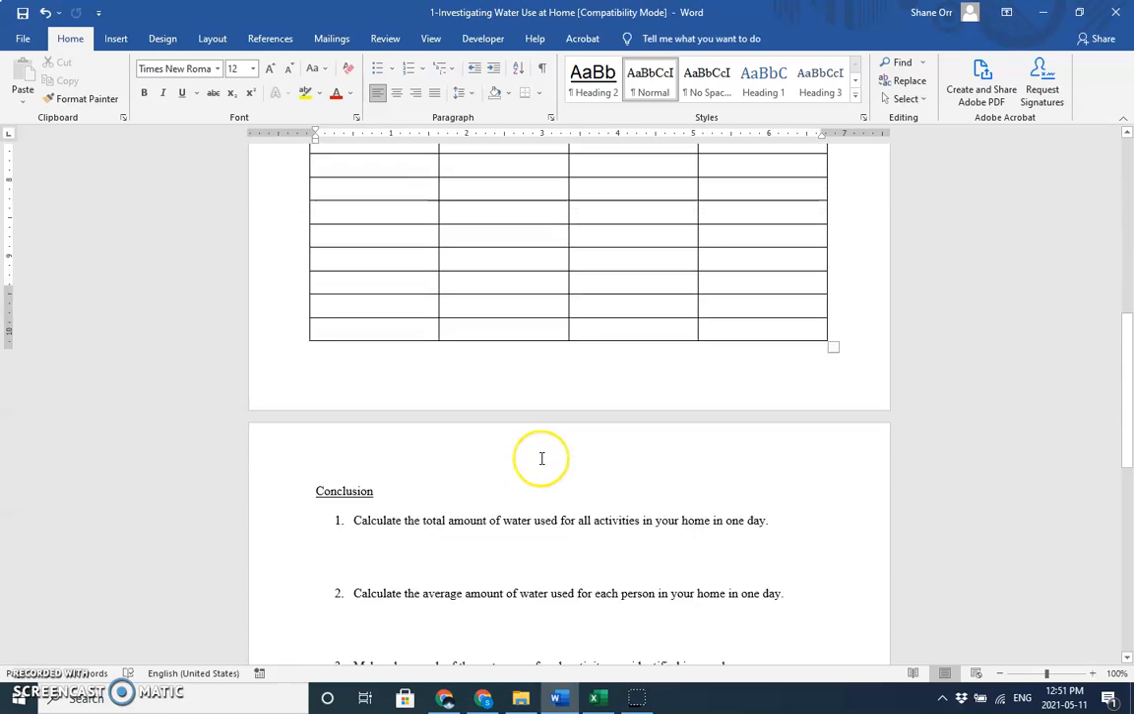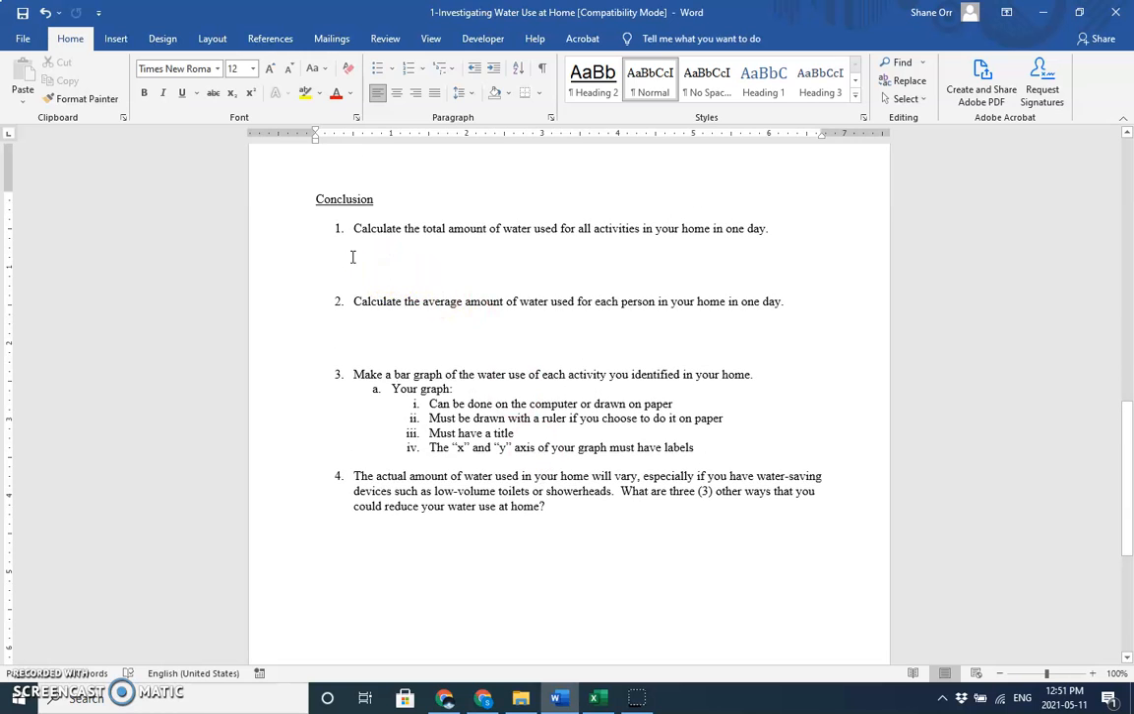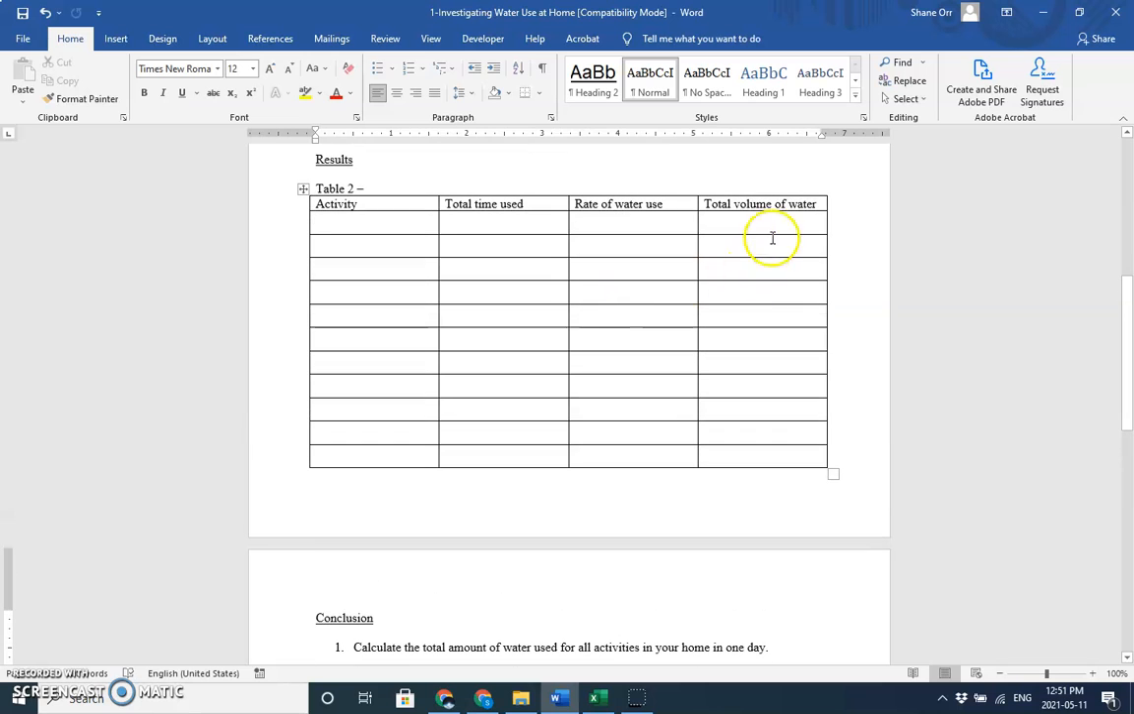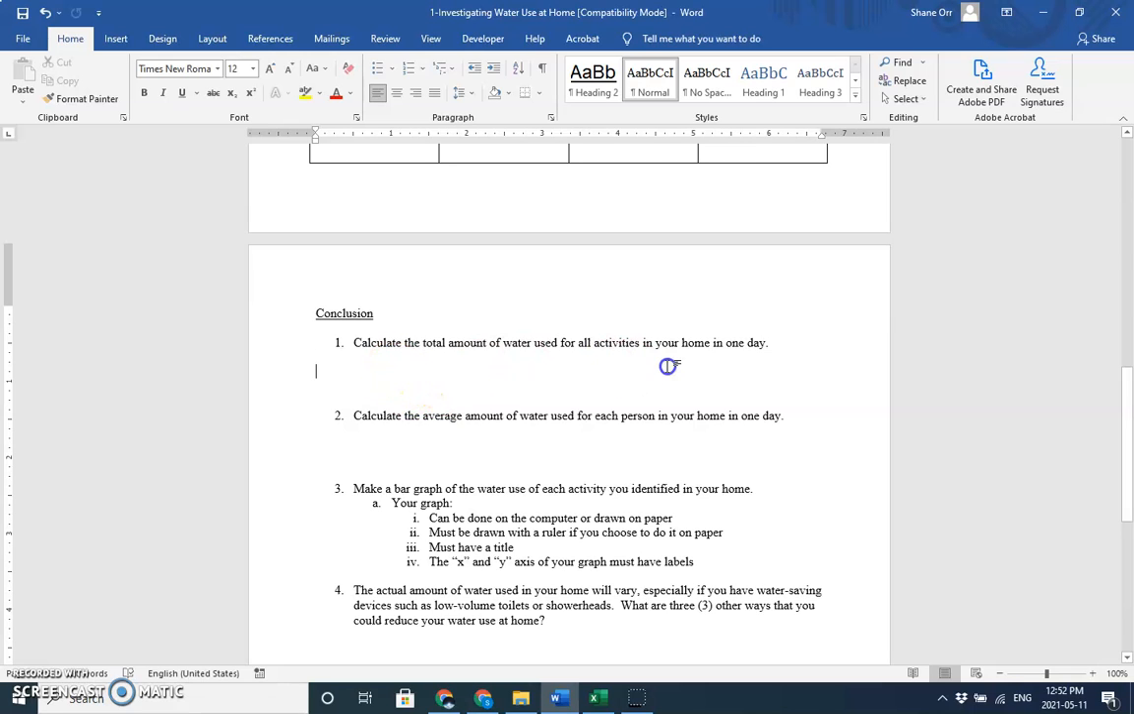And then down below here, I've got some conclusion questions that you need to fill in. So again, you can just put the answers here in the blanks provided and write them in, or if you'd like to type them in on a Google Doc, you can do that as well. But this one just says calculate the total amount of water used for all activities in your home in one day. So all you're going to really do is come to this column right here and add up all the numbers of all the activities and all their total volumes used in one day. And that's going to give you the total amount of water used in your home in one day.